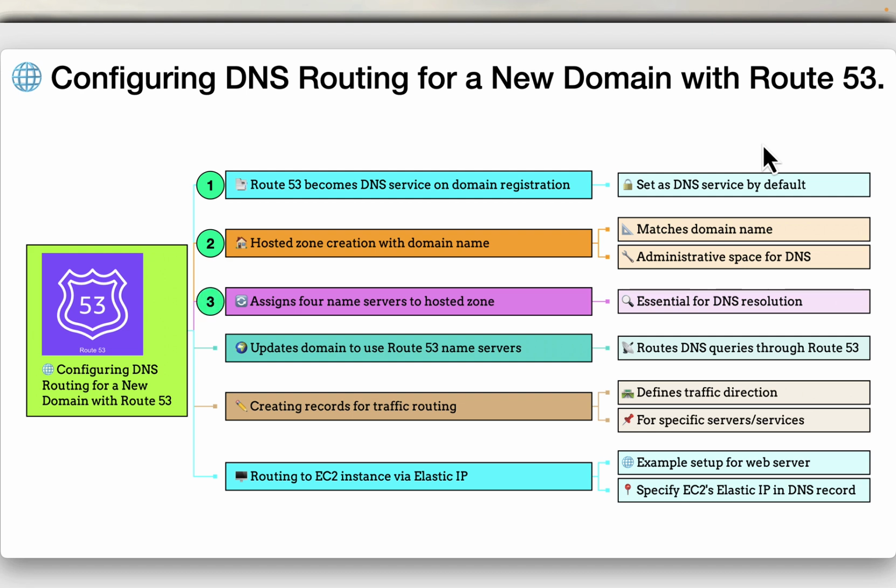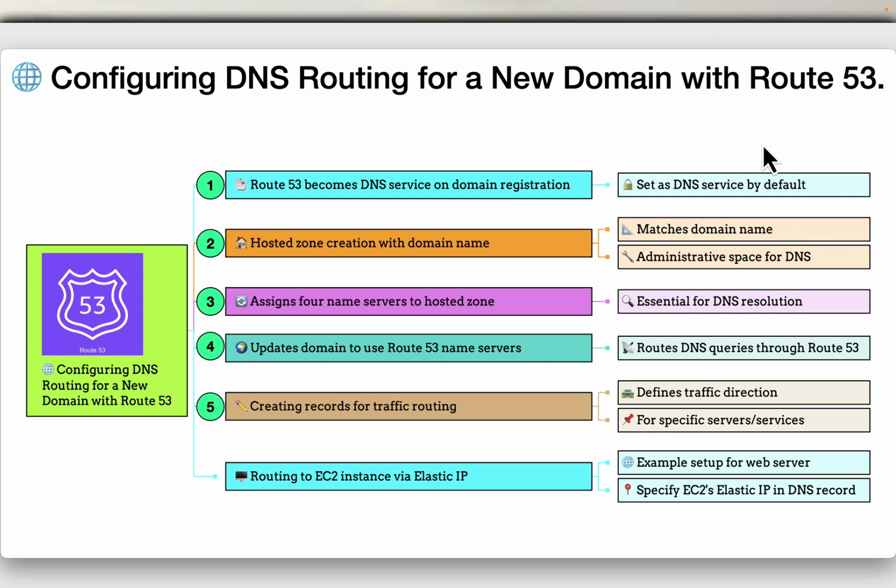Third, assign 4 name servers to the hosted zone. These name servers are essential for DNS resolution, allowing the internet to find your domain. Fourth, updates domain to use Route 53 name servers. So this update ensures that all DNS queries for your domain are routed through Route 53 servers.